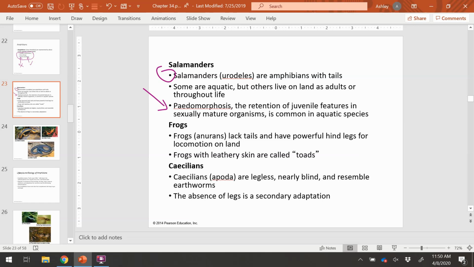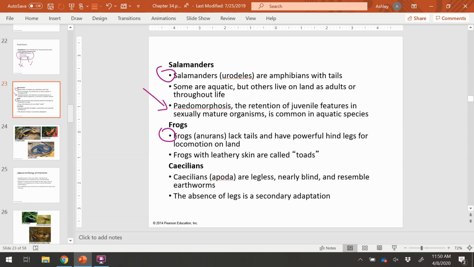Frogs do not have tails, and they have powerful hind legs for movement on land, and so they're able to jump far distances, which helps with traveling. And the frogs that have leathery skin are called toads.